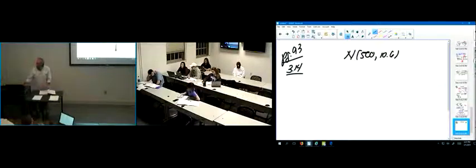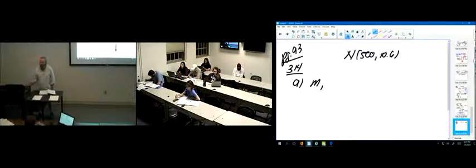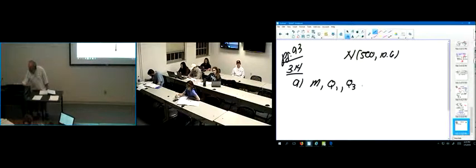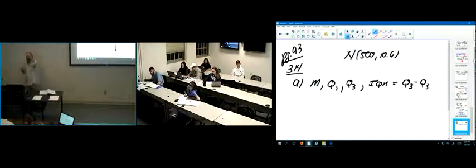I'm not really worried about Part B. I'm worried about Part A. I want the median, first quartile, third quartile. Does anybody remember the formula for the interquartile range? I hope so, because you're turning in homework tonight. That's the distance between the first and the third, right? It's the length of your box in your box plot.